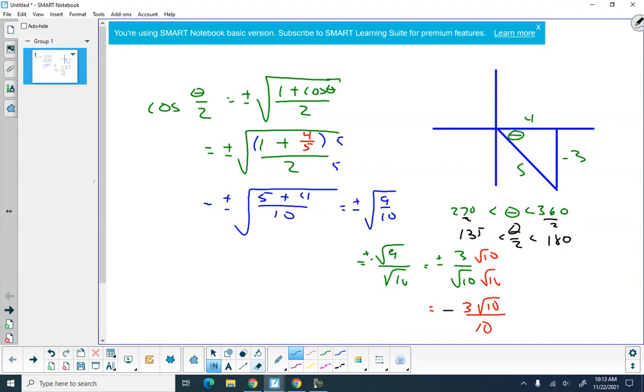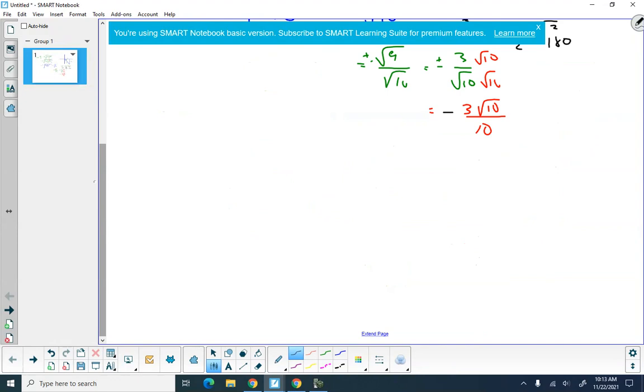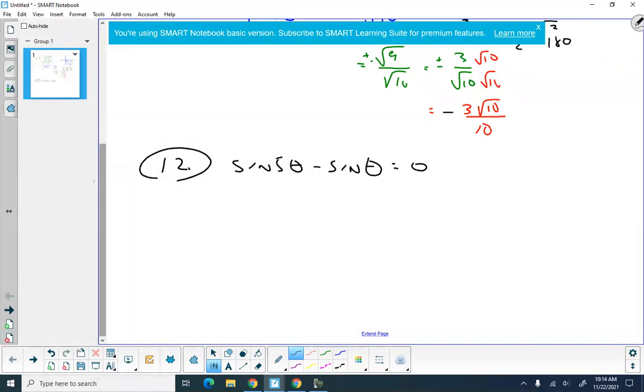All right, go on the back. Anything on the back? Yeah. 12. Sine of 5 theta minus sine theta is equal to 0.